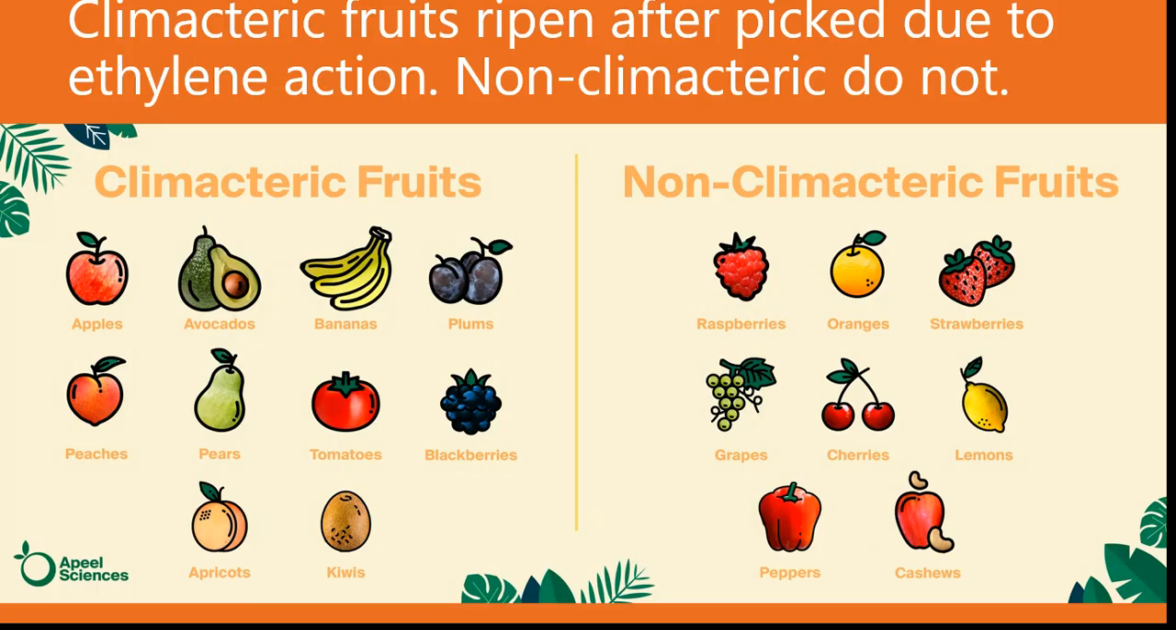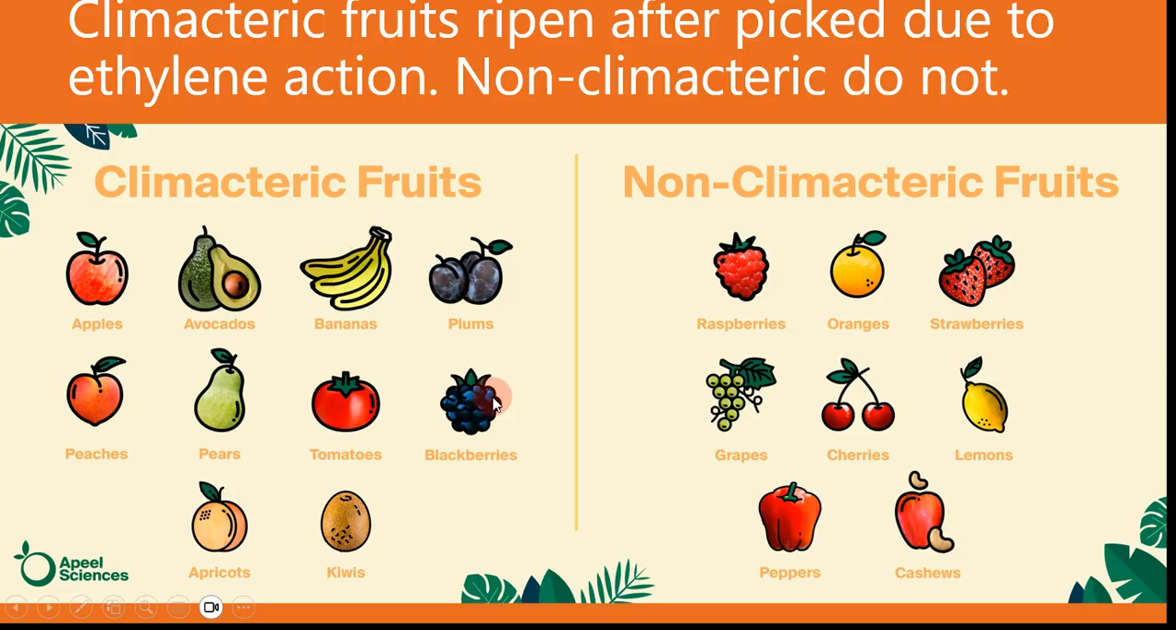So our climacteric fruits are the ones that will ripen when you bring them home. All right, some of these might surprise you. I was a little surprised about apples, honestly. I thought that they just stayed, because apples last a long time. We all know about avocados. You buy an avocado when it's hard, you set it on the counter and it softens up when it's time. Bananas, we already talked about that.